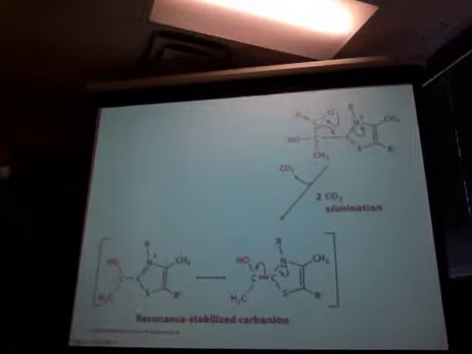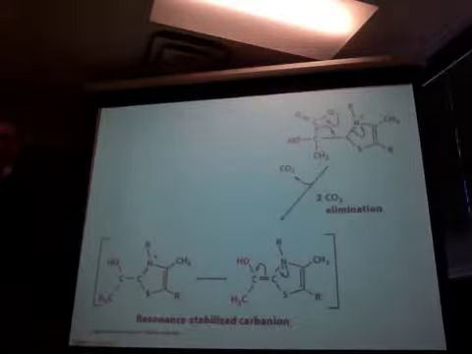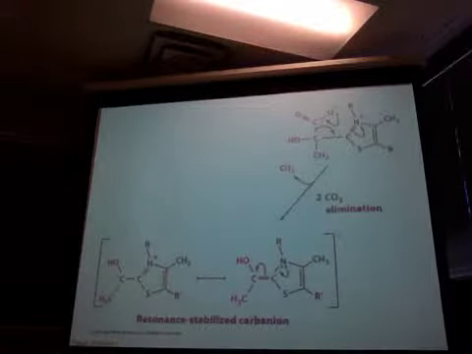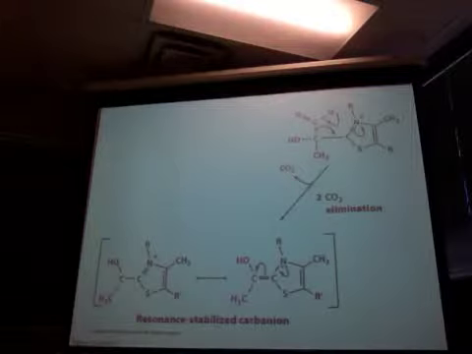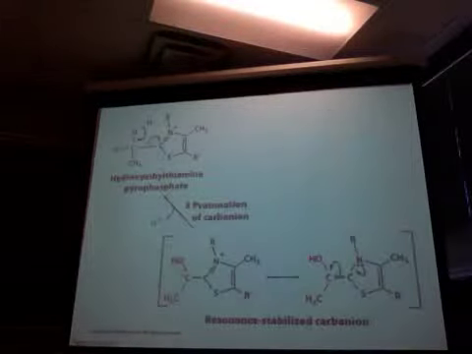Does that make sense? What was that for? This is the pyruvate decarboxylase, right? This is the coenzyme interacting with the substrate in pyruvate decarboxylase. Okay?